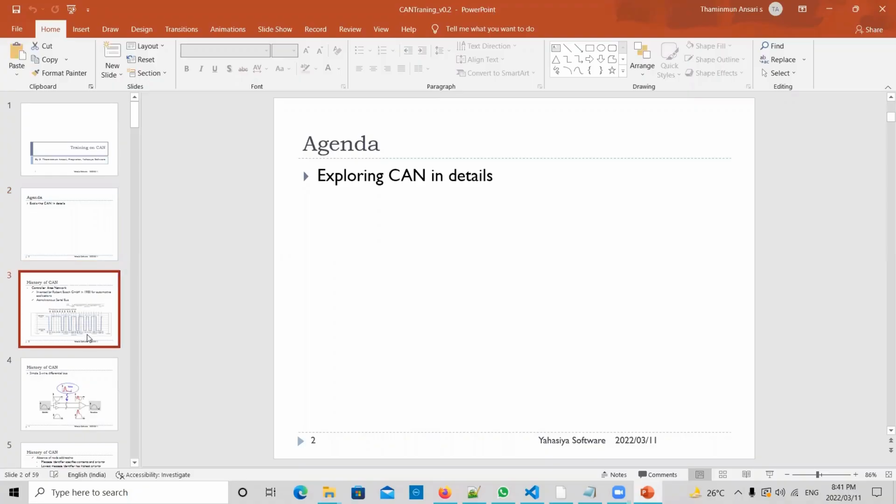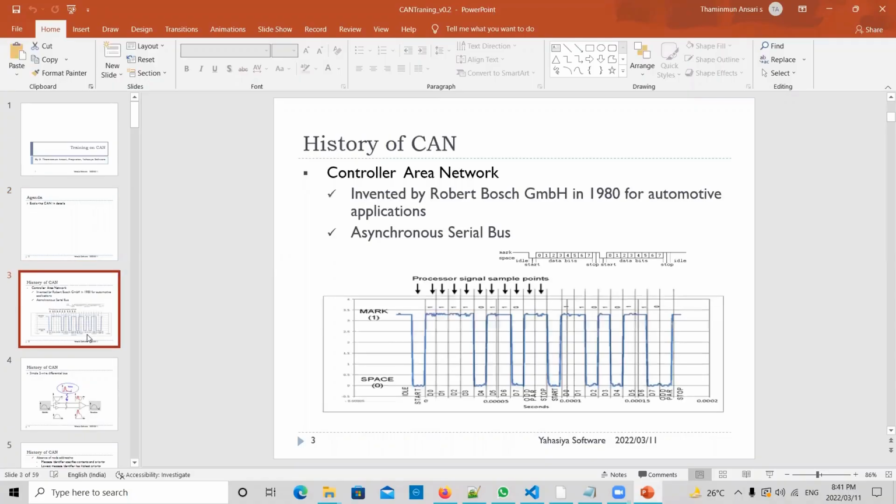The first thing that we are going to see is the history of CAN. First of all, what is Controller Area Network? What is CAN? That we have to know. How this CAN evolved, from where it evolved. So that knowledge is needed.